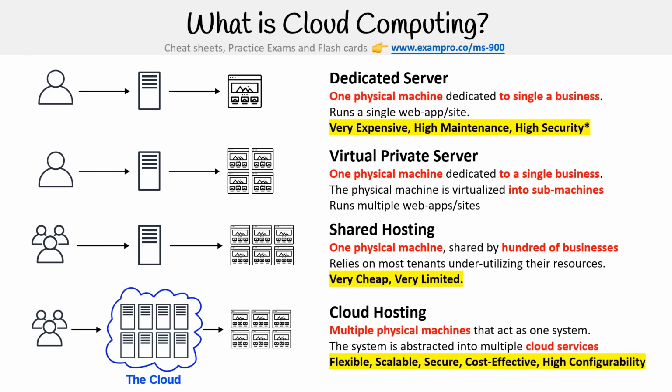So now coming down to cloud hosting. Cloud hosting gives us the best of both worlds, so we have multiple physical machines that act as one system, which could be described as the cloud. And that system is abstracted away into multiple cloud services, so you get flexibility and scalability. It's very secure, it's very cost-effective, and it's highly configurable. So that is where we're currently at, and that is generally what cloud computing and cloud hosting is about.